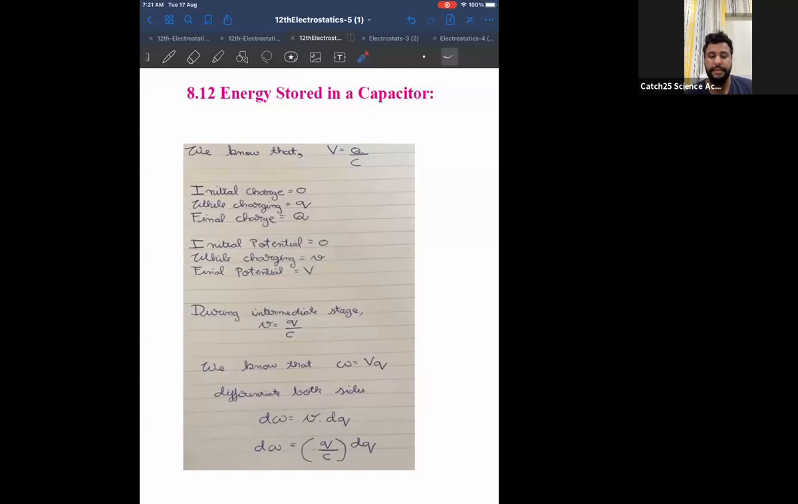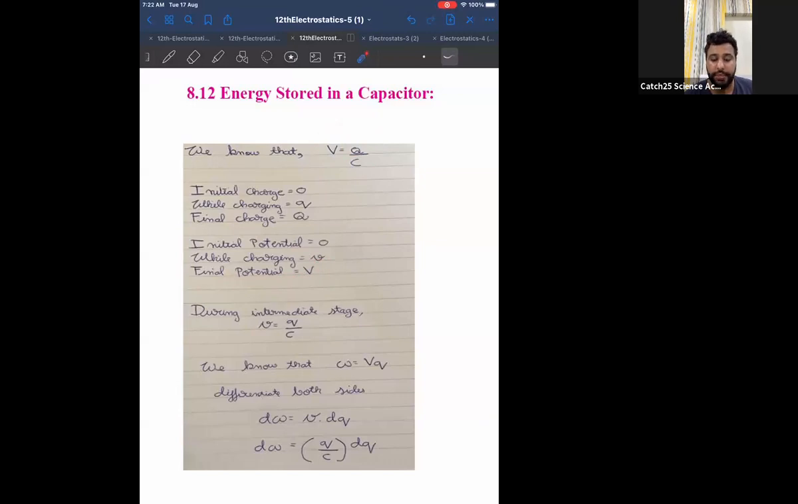Please look at the screen. That is the first thing. I know that my capital V is equal to capital Q by C. But my capital V is my final potential. But once my capacitor is charging, that V will be small letter v. And capital Q is the final charge. While the capacitor is charging, it is small letter q. And C will remain C.